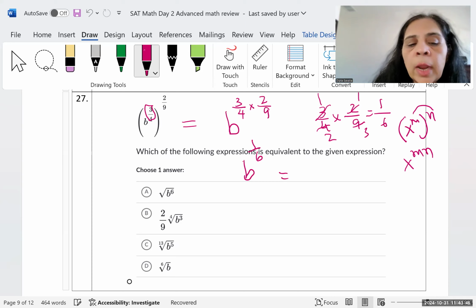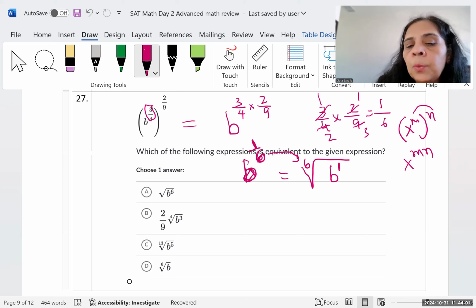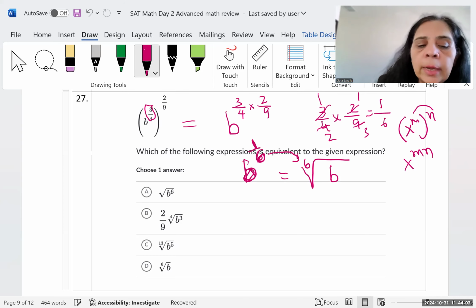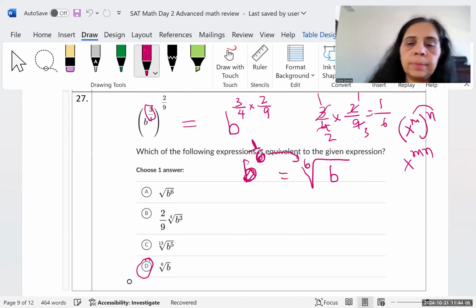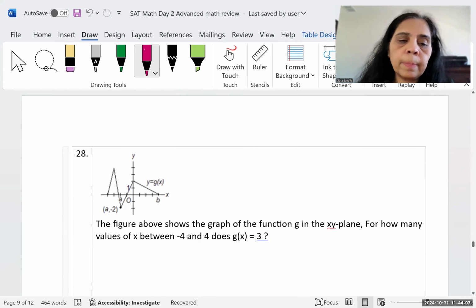So if you want to write it, see, they give you in radical. So if you want to write in radical, how can we? So that is your radicand, b. We have denominator 6. That goes as the index here. And power 1, if we have power 1, generally we don't write it. So the answer is choice D. Okay.